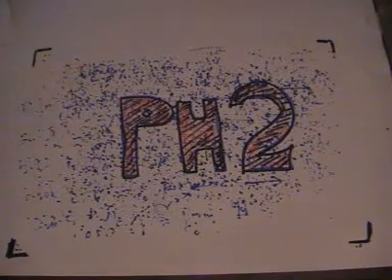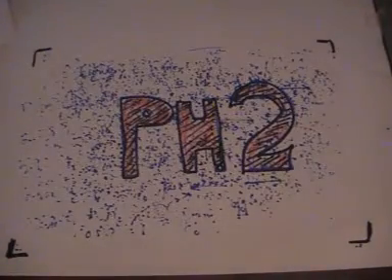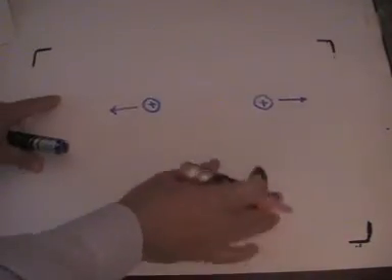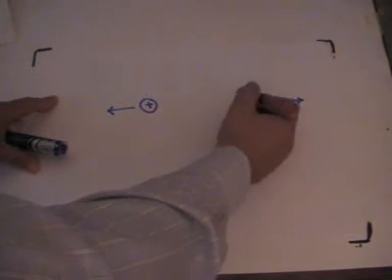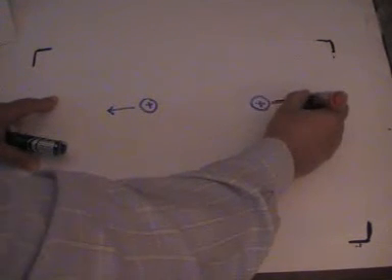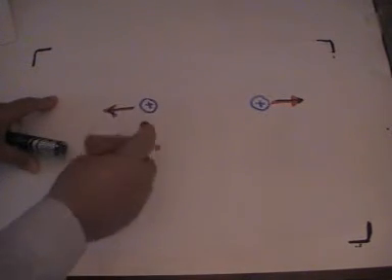Question number 2. He's asking you to choose the proper answer, and you have two protons placed near each other, initially held fixed. If they are released from rest, what will they do? Again, I prepared this. If you have these two protons, initially held fixed, and once you let go of them, there will be a repulsive force exerted by these two, and they will go this way.